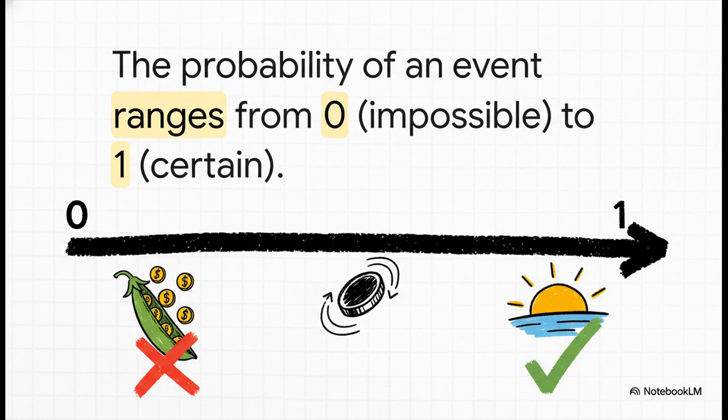If you get 0, it's impossible. It's never going to happen. If you get 1, it's a sure thing. Absolutely certain. Everything else just falls somewhere in that range.